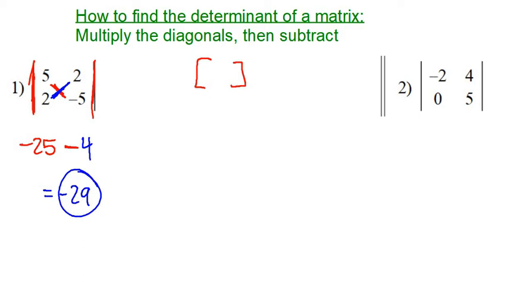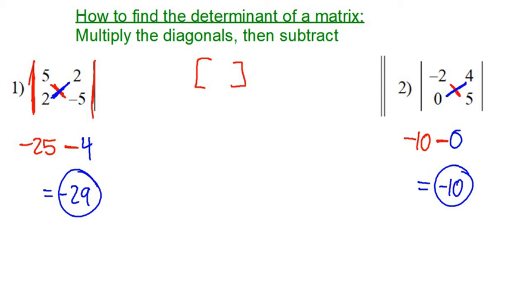Okay, see if you can pause it and try the second one on your own. So this one right here, same thing. We're going to multiply these diagonals. Negative 2 times 5 is negative 10. We always subtract. That's what people sometimes forget, because when we're multiplying matrices, we were adding the numbers together. But when we're finding the determinant, you always subtract these two products. Products meaning the numbers on the diagonal multiplied together. So minus, and then the other one multiplied together, 0 times 4 is 0. Negative 10 minus 0 is negative 10, and that's all you have to do to find the determinant.